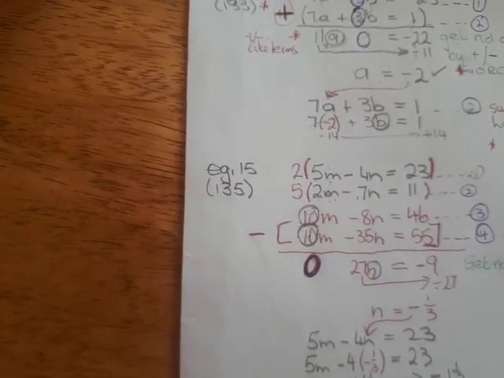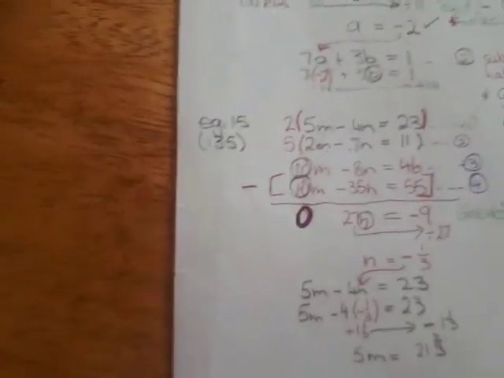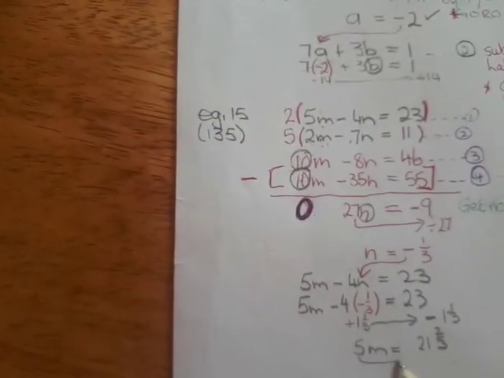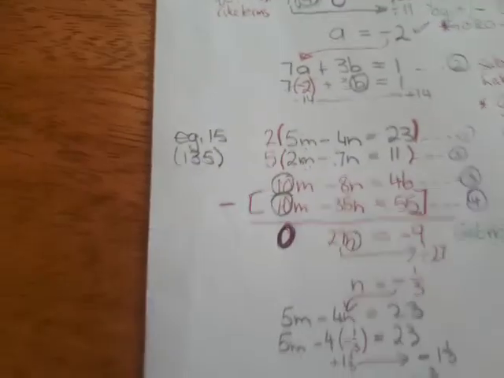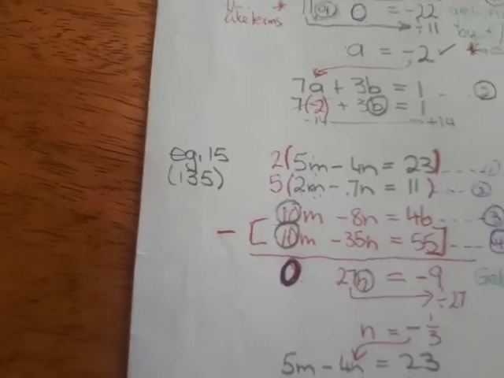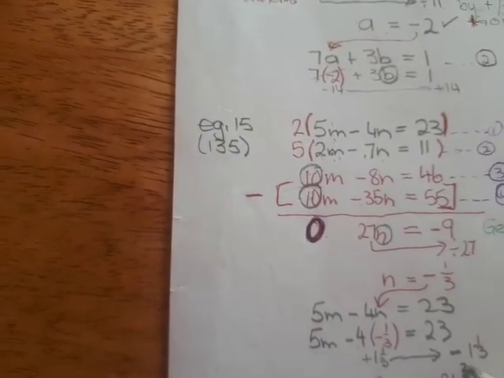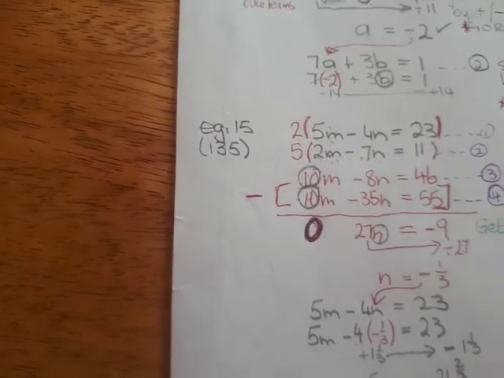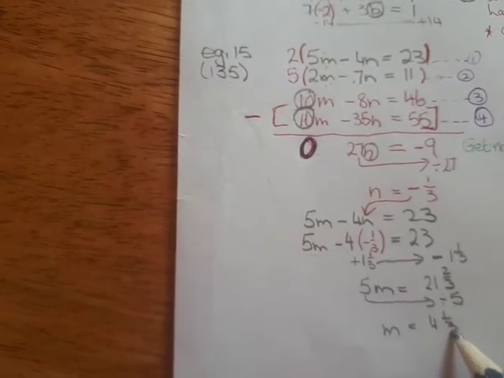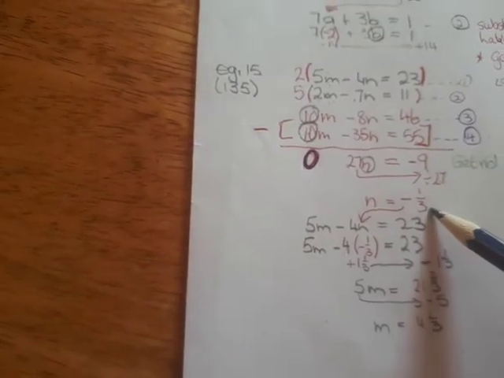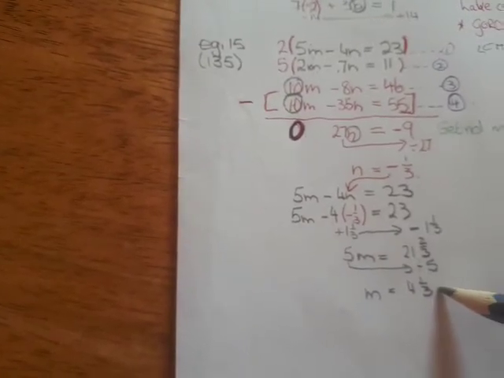On the left hand side, I still have 5m left over. Now I can move the 5. It's multiplied on the left, so on the right I must divide. If I calculate 21 2/3 divided by 5, my answer is 4 and 1/3. So once again, I've got a value for n, and I've got a value for m.